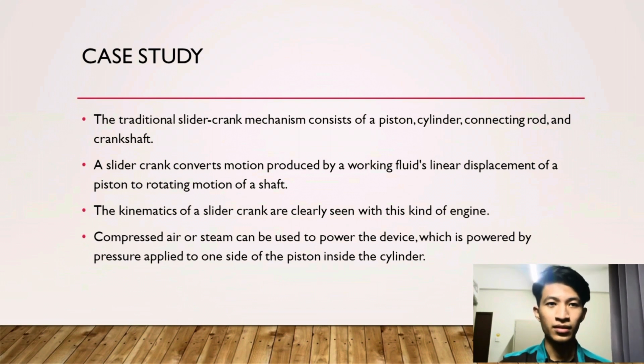Today I will talk about the case study of the dynamic mini project. For the case study, the traditional Slider-crank mechanism consists of a piston, cylinder, connecting rod, and crankshaft. In general, a Slider-crank converts motion produced by a working piston with linear displacement to rotating motion of a shaft. Engines are one of the most popular uses for the Slider-crank among many others. The single piston pneumatic engine is one example of the Slider-crank mechanism. The kinematics of the Slider-crank are clearly seen with this kind of engine. Compressed air or steam can be used to power the device, which is powered by pressure applied to one side of the piston inside the cylinder.